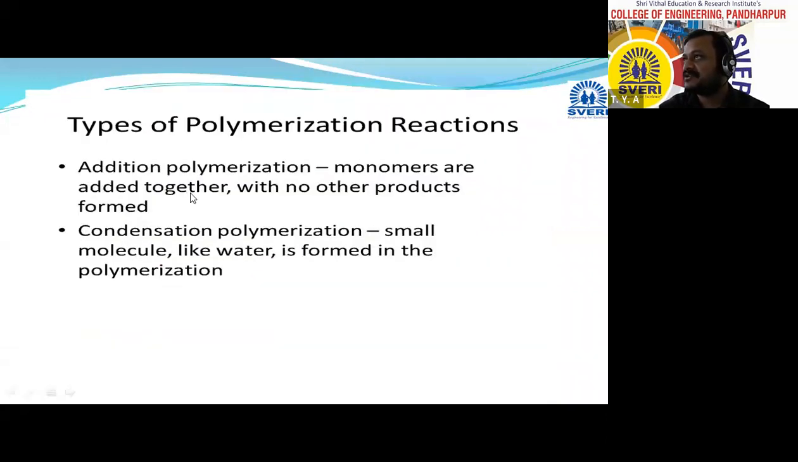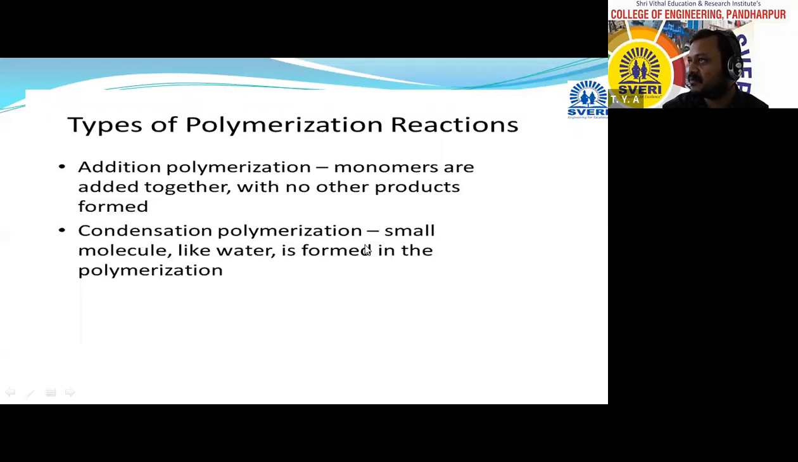Okay, this is the addition polymerization. Monomers are added or stitched together without formation of any other product. Okay, no other product is formed. Now, if you compare this with condensation polymerization, what is the basic difference?